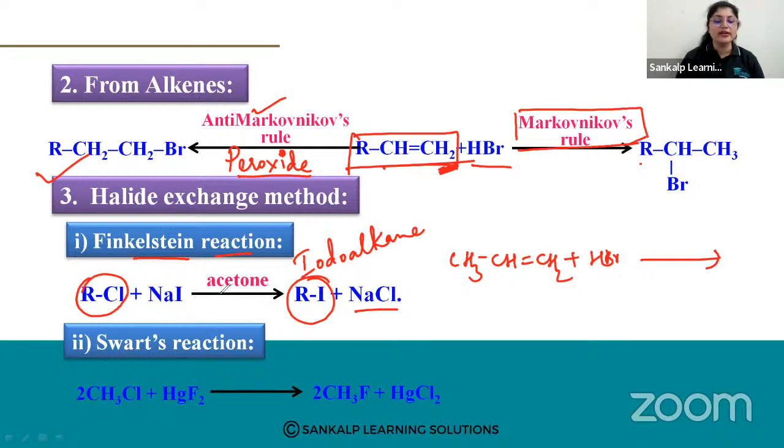The metallic fluoride can be AgF, Hg2F2, cobalt fluoride, or tin fluoride. These are some of the metallic fluorides. You can take any alkyl chloride or alkyl bromide and react it with a metallic fluoride. Then you get alkyl fluorides. Alkyl fluorides are obtained, and this is Swarts' reaction.